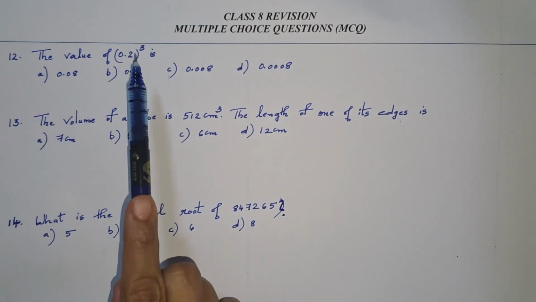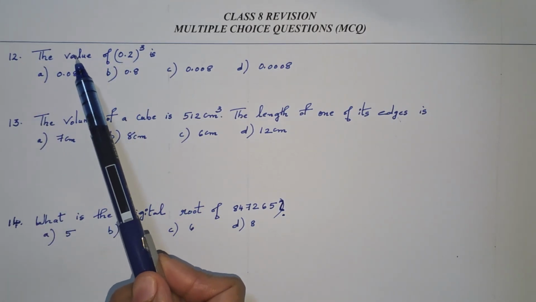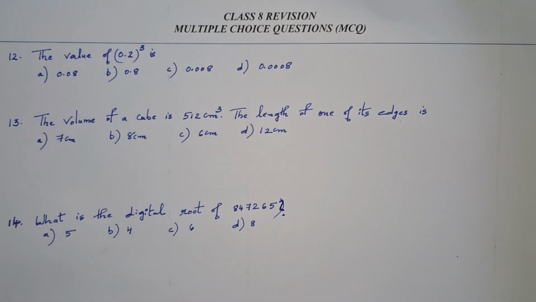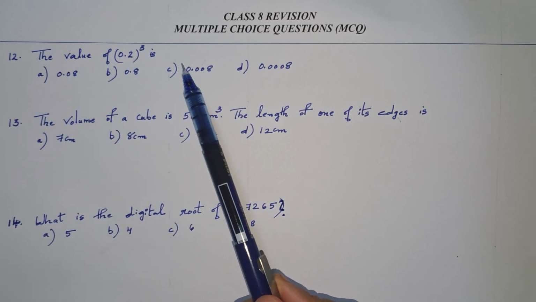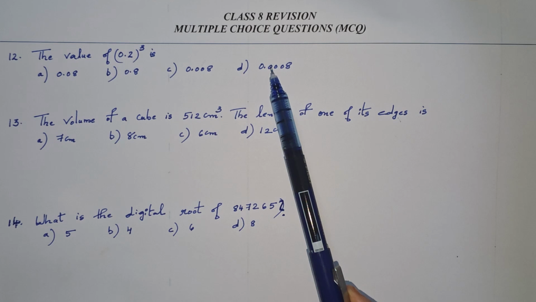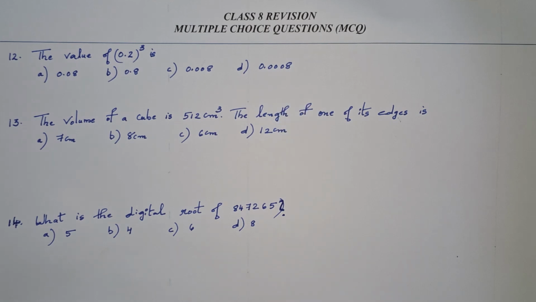Now let's do question number 12. The question is the value of 0.2 cube is. Options are 0.08, 0.8, 0.008 and 0.0008. Now how do we do this?